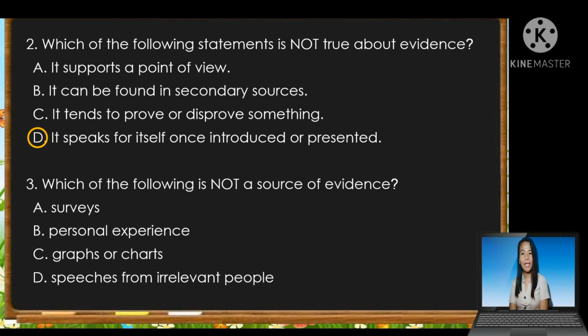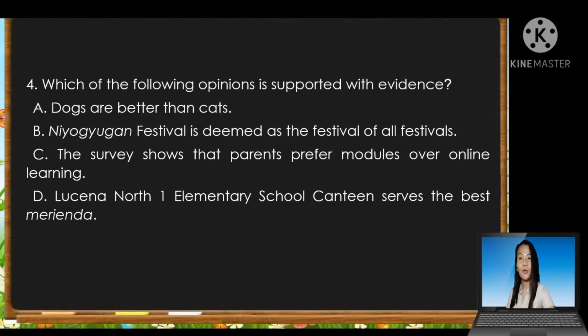Which of the following is not a source of evidence? A. Surveys. B. Personal experience. C. Graphs or charts. Or letter D. Speeches from irrelevant people. What do you think is the answer for number 3 question? Great! The answer is letter D. Let's now proceed to the number 4 question.